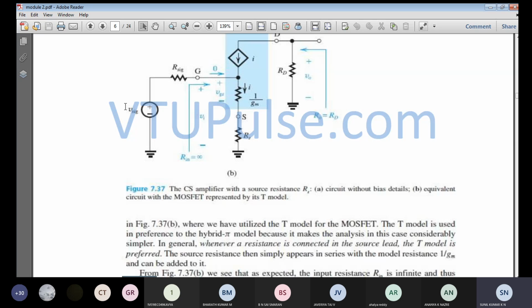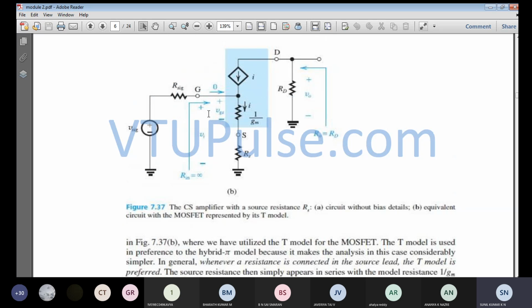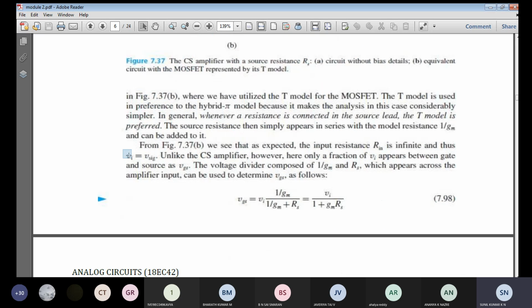In the previous case, V signal was equal to Vi, and Vi was equal to Vgs. Between the gate and source there was nothing, since the source was directly shorted to ground, so Vgs was equal to Vi and Vi was equal to V signal. But now V signal is equal to Vi. Since Rin is equal to infinity, the signal source resistance is not going to have any voltage drop, so all the signal voltage will appear across Vi without any loss. So Vi will be equal to the V signal source voltage.